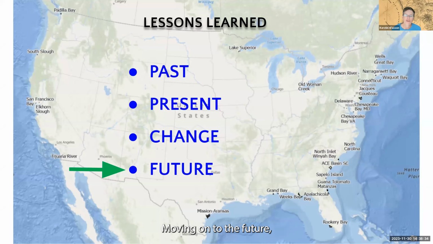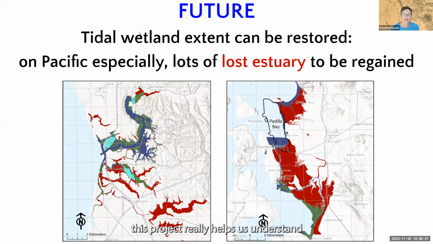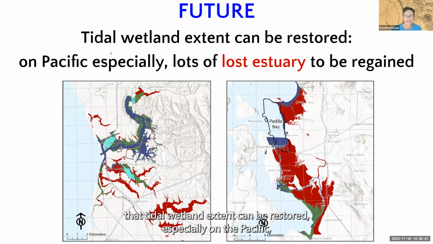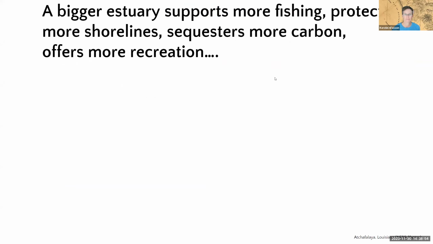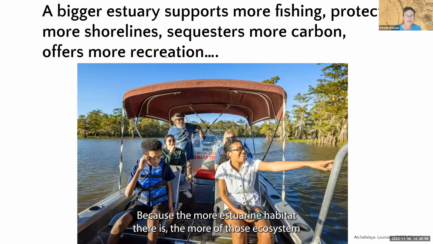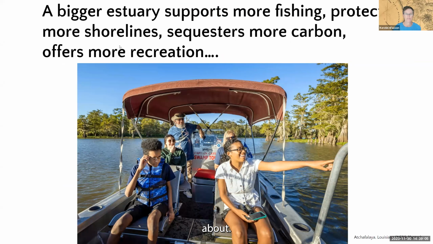Moving on to the future, this project really helps us understand that tidal wetland extent can be restored, especially on the Pacific, where the lost portions of the estuary, those shown in red here for Elkhorn and Padilla Bay as examples, can be regained. And why does that matter? Because the more estuarine habitat there is, the more of those ecosystem services and values and functions that we care about.